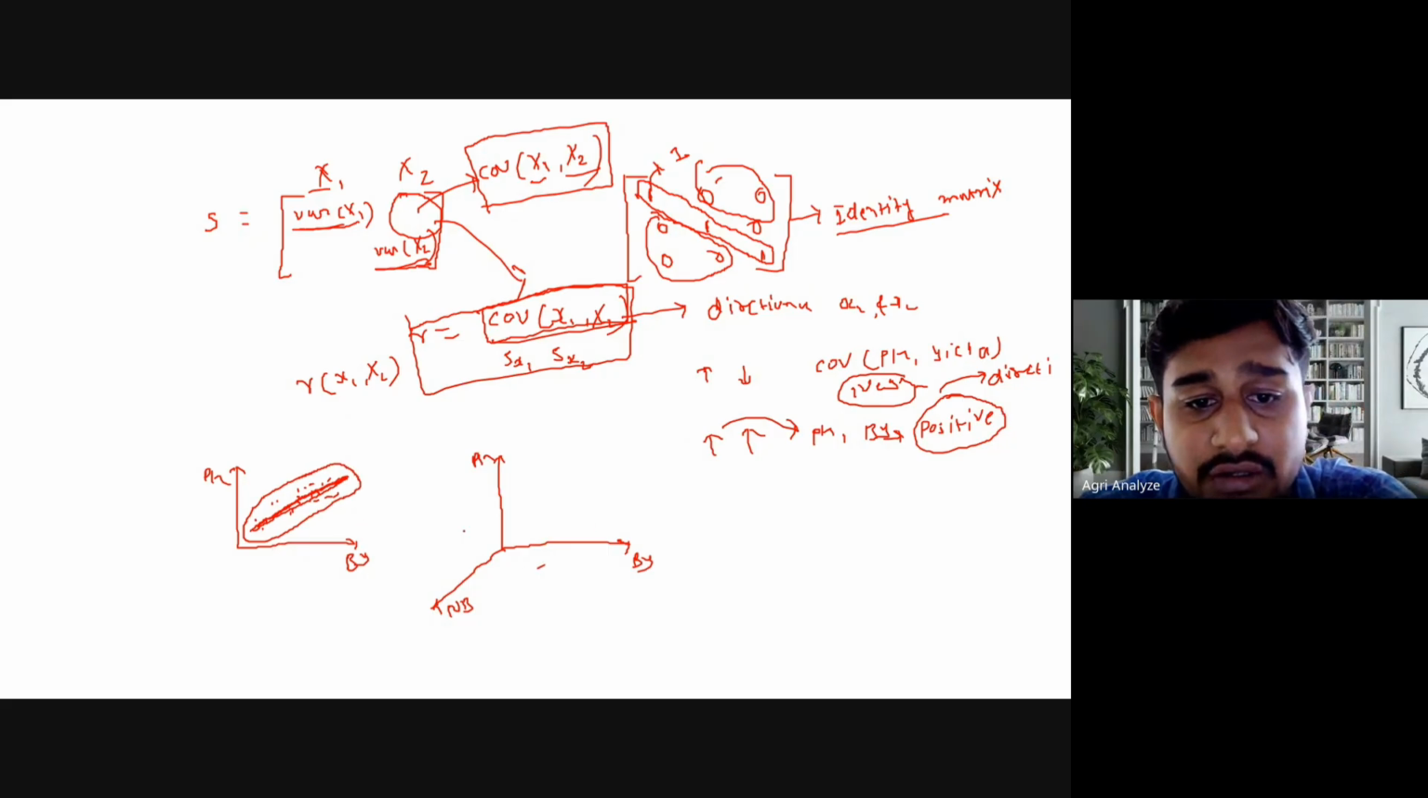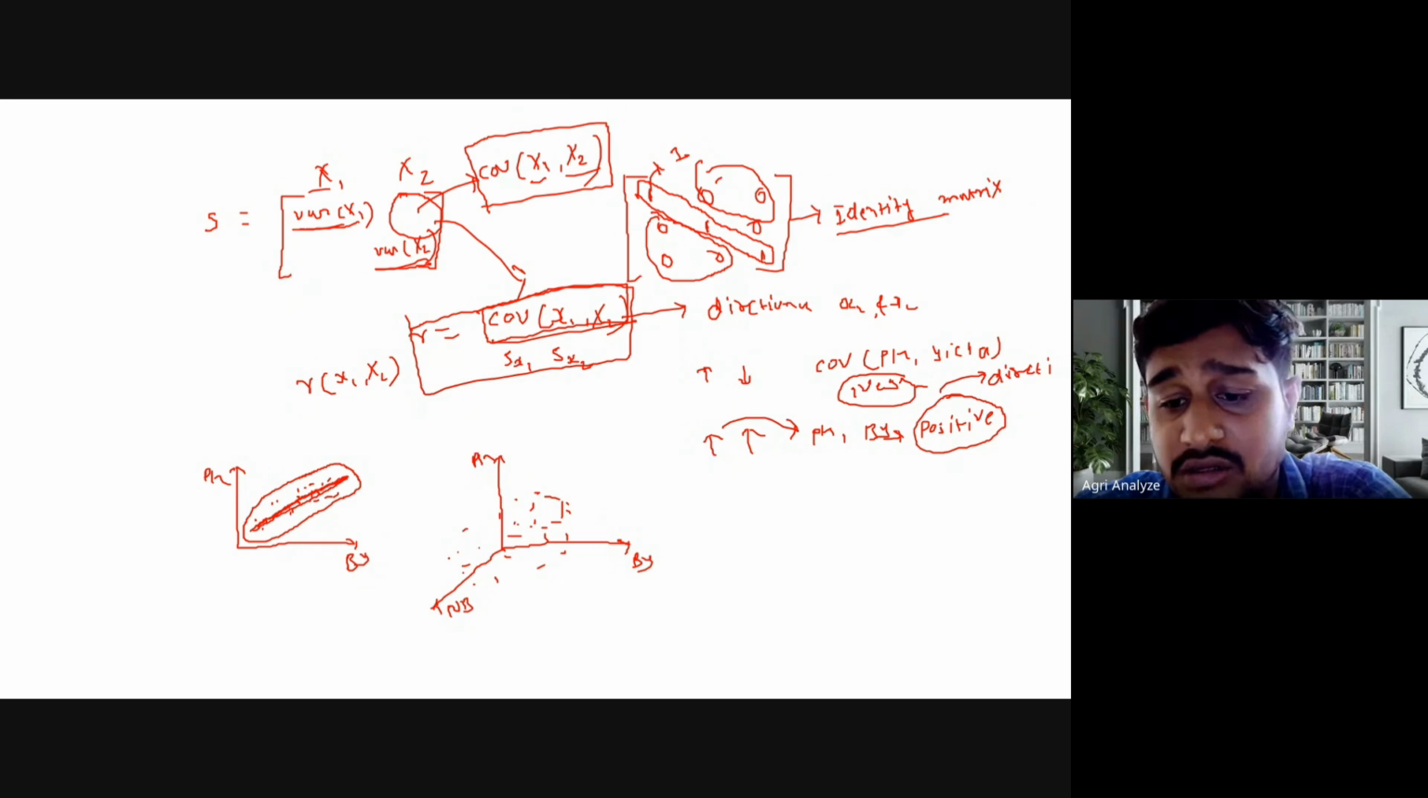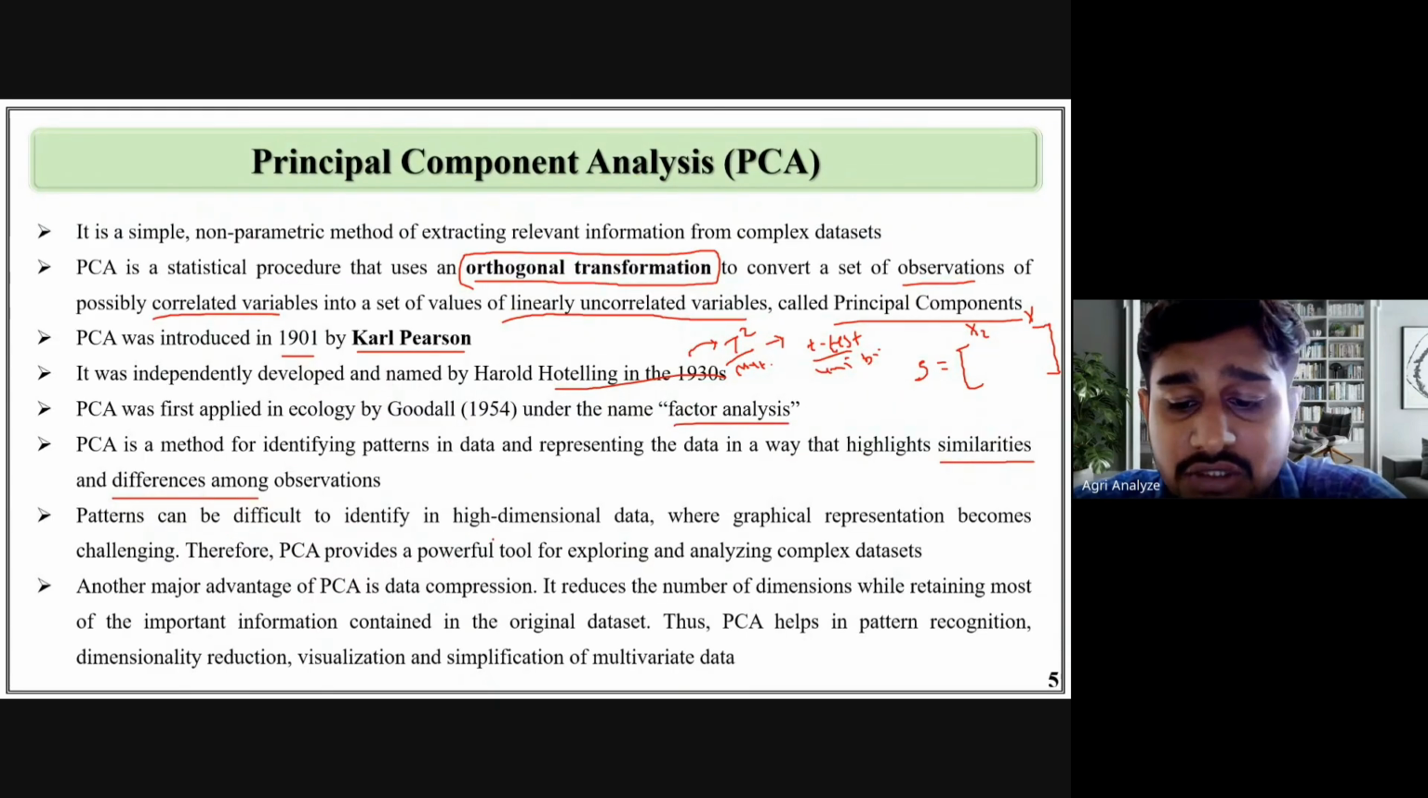But here, if we have data that looks like this, we cannot easily interpret our data based on this visualization graph. So this is the most complex challenge in multivariate data. The patterns can be difficult to identify in high dimensional data.